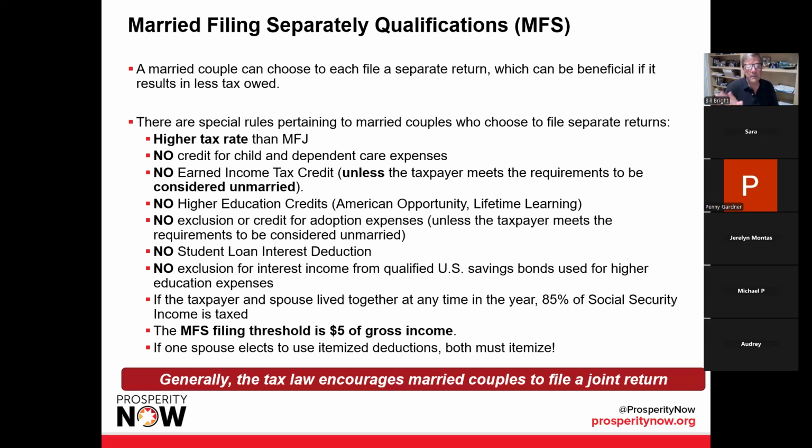So there are some serious penalties for filing married separate. And the married filing separate filing threshold is $5 of gross income, which means basically you've got to file. And if one spouse elects to itemize, both must itemize. But in reality, nobody itemizes, so that doesn't really play into it. Again, after all that, it's pretty clear that for most people, filing a joint return is the way to go.